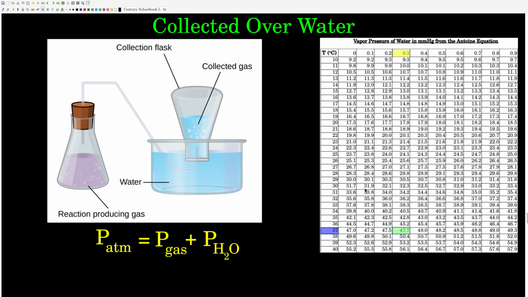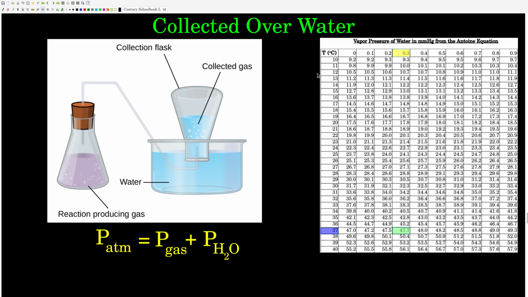This table over here, you don't have to write this down or memorize. It's a table where the vapor pressure of water is tabulated versus temperature, because it changes. The higher the temperature, the higher the vapor pressure of water. So, for example, let's say the temperature of the gas inside this flask was 37.3 degrees Celsius.